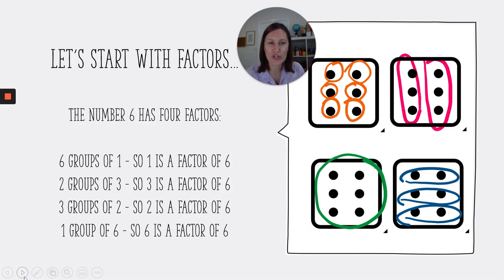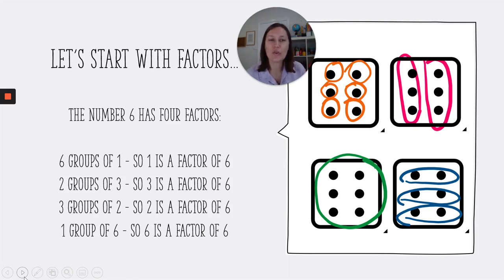Okay, so in the orange circles, you can see on the screen there, around the first of the groups of 6, the first dice face, I've circled 6 little groups of 1. Each individual dot has an orange circle around it, and each dot is in its own circle. No dots are left out. I could break 6 up into groups of 1. So that means that 1 is a factor of 6. It means that I can break 6 up by 1s and there'll be none left over.